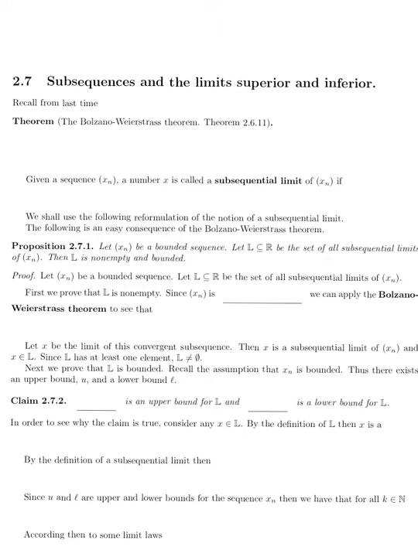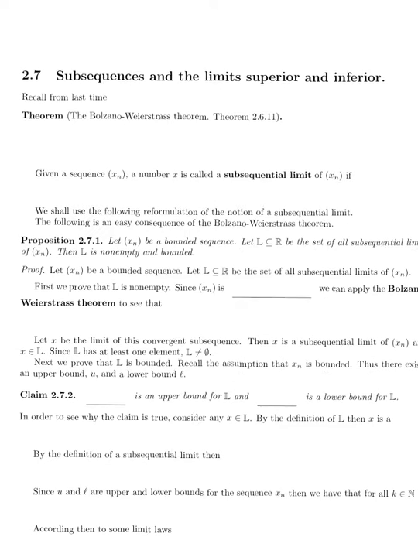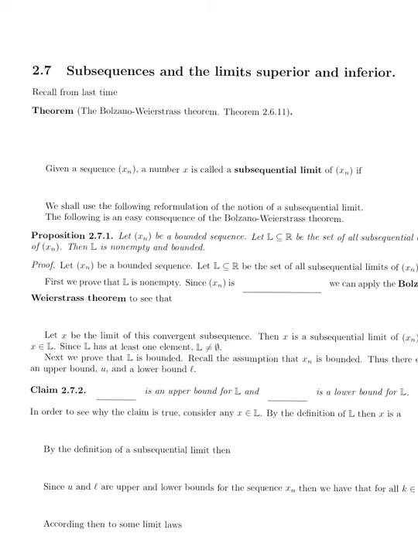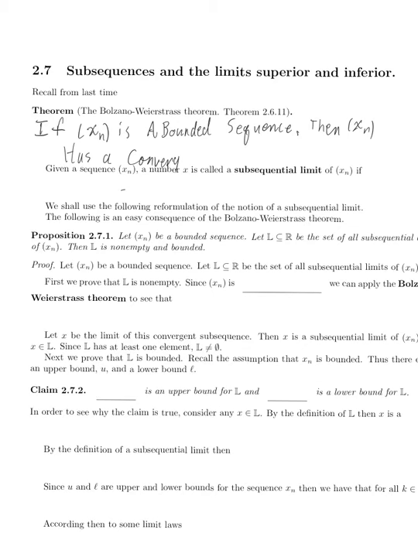Last time, in some sense, we proved the Bolzano-Weierstrass theorem. What is the Bolzano-Weierstrass theorem? The Bolzano-Weierstrass theorem says that if some sequence x sub n is a bounded sequence, then x sub n has a convergent subsequence.